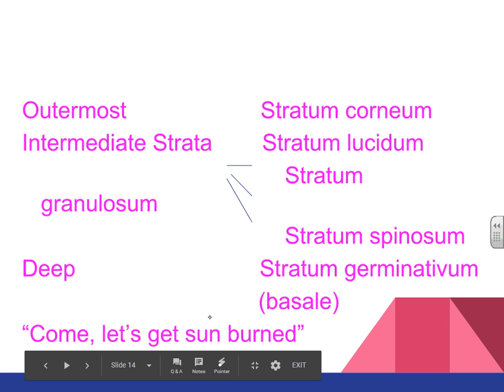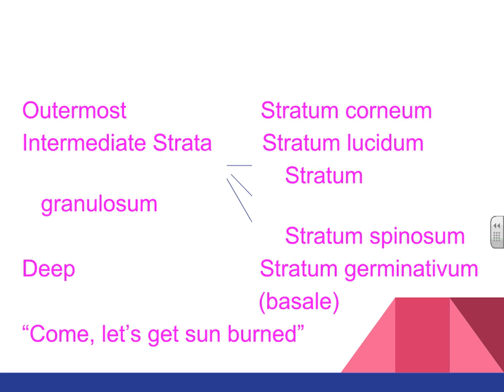The formatting got switched around when I switched to Google Slides, but I'm really just putting them in order for you to picture. So the outermost layer being the stratum corneum, stratum lucidum under that if it's thick skin, stratum granulosum under that, stratum spinosum under that, and then the bottom layer, the stratum germinativum or basale. You should be able to list them in order.